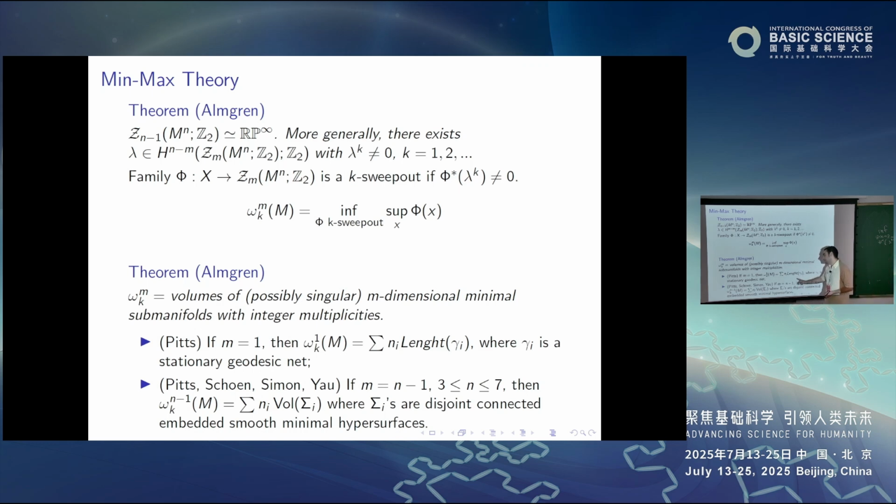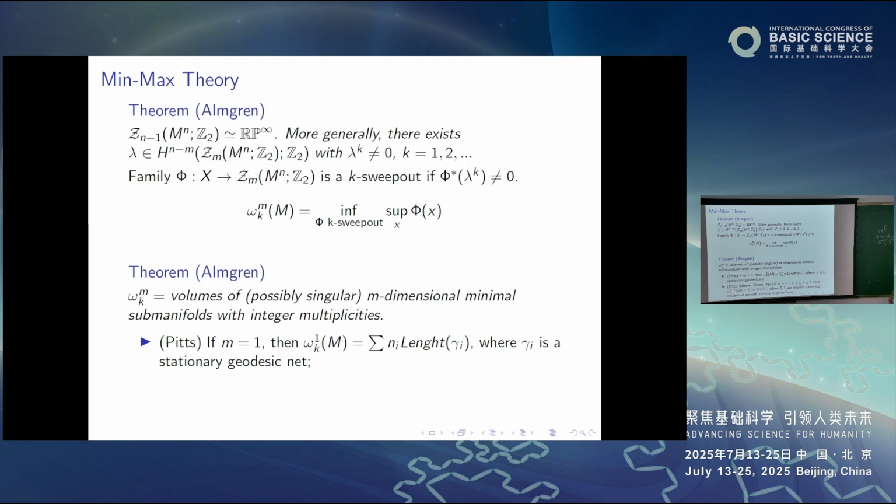they don't need to be distinct, right? In principle, they could be just multiples of one single minimal hypersurface. So it gives you one, yes, but maybe just one. Maybe you have multiplicity and you get the same thing again and again. So all this result gives you is one stationary geodesic net and one smooth minimal hypersurface. Okay.